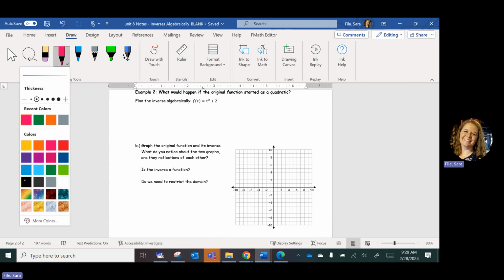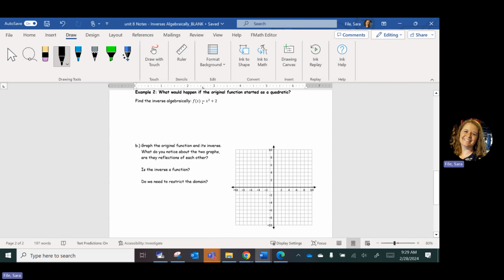So if I am going to solve this by switching x and y, again, f of x, that's the same thing as y, and I'm going to switch those. So it's going to be x equals y squared plus 2. And I want to solve for y, so I'm going to subtract the 2 to the other side. So I have x minus 2 equals y squared. And then to get rid of the square, the opposite operation is to square root.